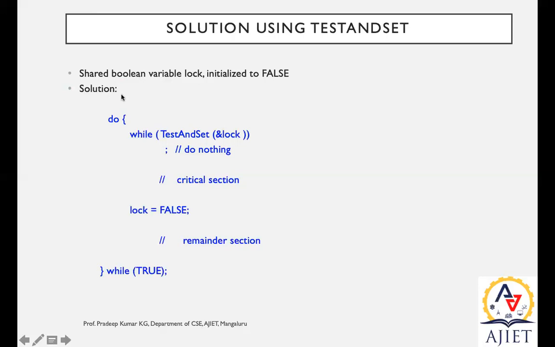Over here, a shared Boolean variable lock is initialized to false. With test and set, the lock has been enabled, so the process entered the critical section. When this is false, that is, when the lock has been released, automatically the next process will continue its execution in the critical section.